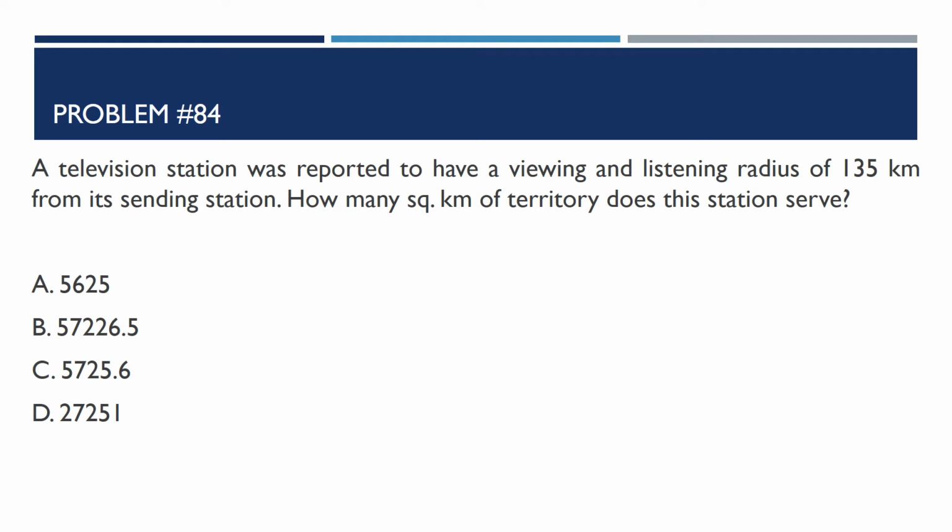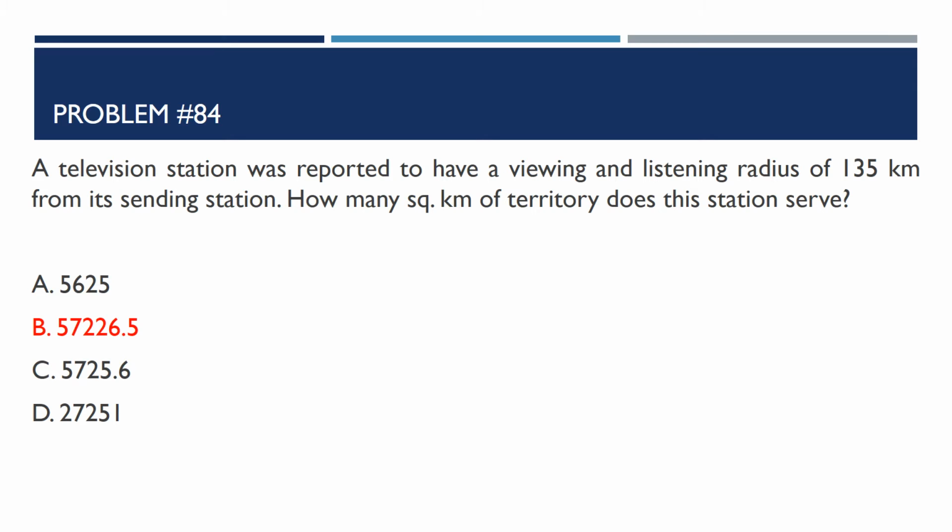Number 84. A television station was reported to have a viewing and listening radius of 135 kilometers from its sending station. How many square kilometers of territory does this station serve? Let us know the answer. The answer is 57,226.5 square kilometers. Now, how did we get the answer?